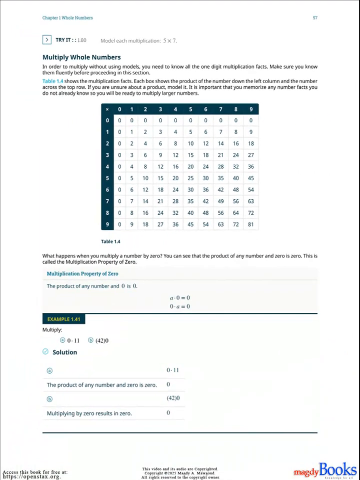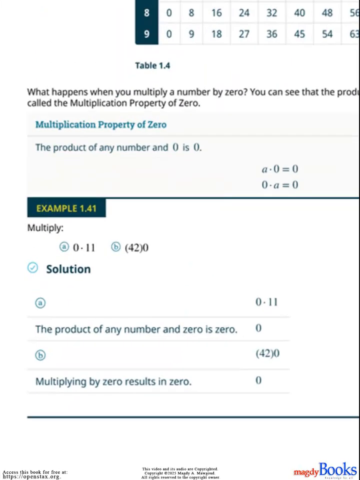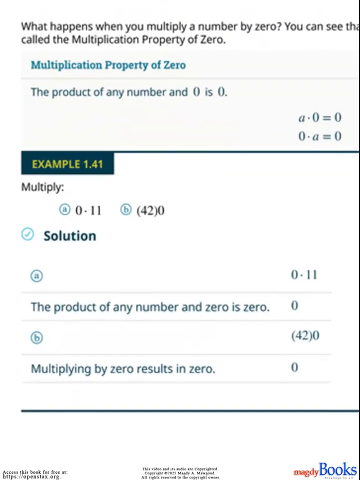What happens when you multiply a number by 0? You can see that the product of any number and 0 is 0. This is called the multiplication property of 0. Multiplication property of 0: the product of any number and 0 is 0. A dot 0 equals 0. 0 dot A equals 0.